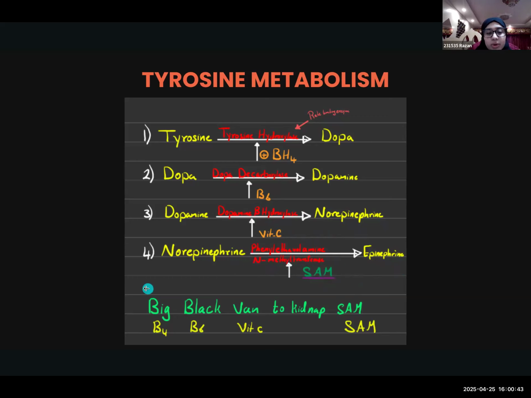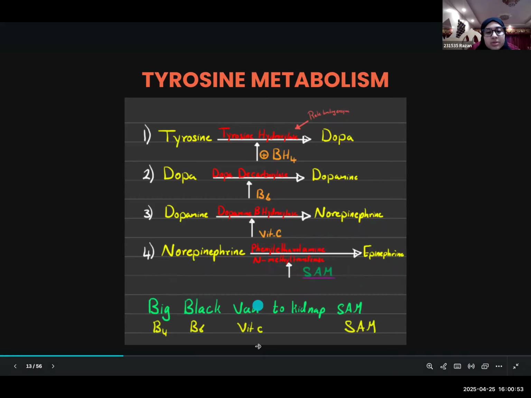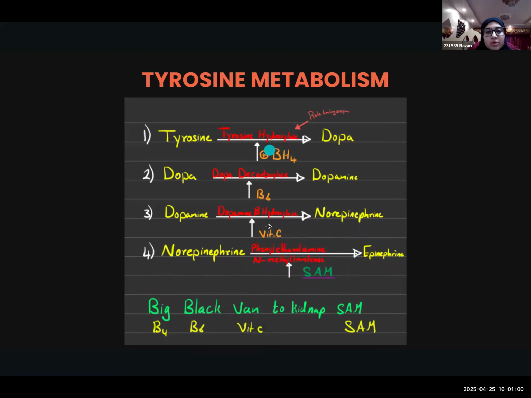And here we have one of the mnemonics by one of our colleagues in our batch. Big black van to kidnap Sam, where big is B4, black is B6, van is vitamin C, and Sam is for SAM at the last step. So this will help you remember the cofactors needed for each of the enzymes here.